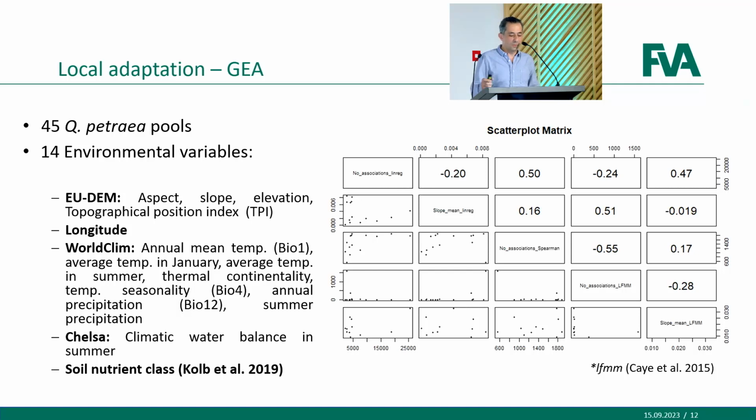We used topographical variables based on the digital elevation model, longitude, and some climatic variables from WorldClim and CHELSA, as well as soil nutrient class. We've seen such graphics too. We can see that there is not always a good correlation of different approaches, but we decided to follow a linear, an LFMM approach.